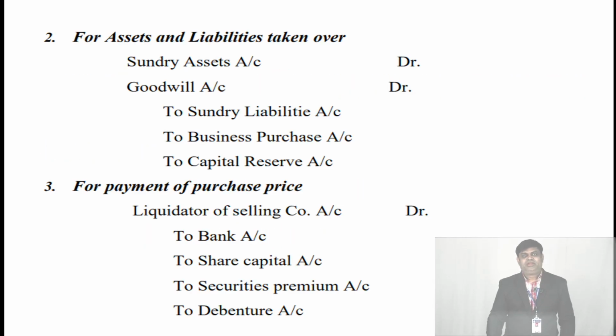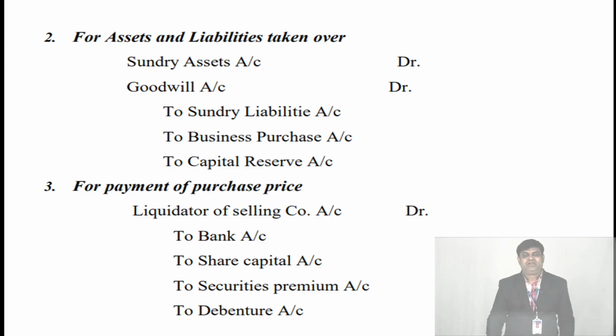The first entry is for business consideration payable, then the second entry is for assets and liabilities taken over. When the purchasing company is purchasing business from the vendor company, it is obvious that the purchasing company is accepting some assets as well as liabilities also. So whatever assets are being purchased, all the ledger accounts are debited.